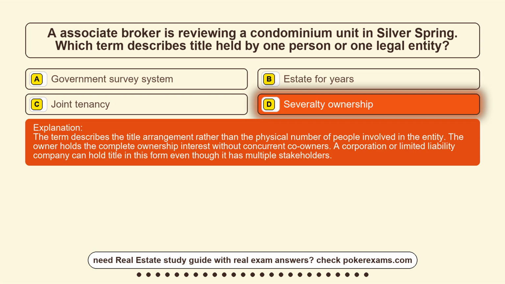The term describes the title arrangement rather than the physical number of people involved in the entity. The owner holds the complete ownership interest without concurrent co-owners. A corporation or limited liability company can hold title in this form even though it has multiple stakeholders.